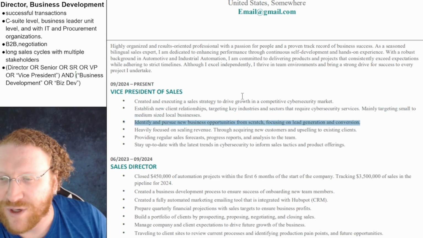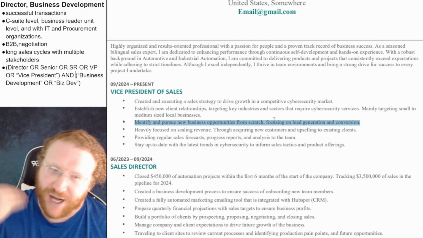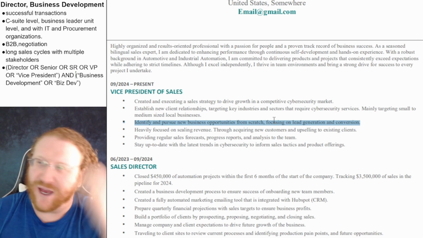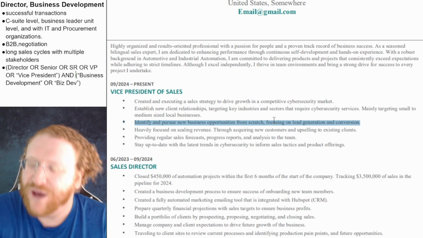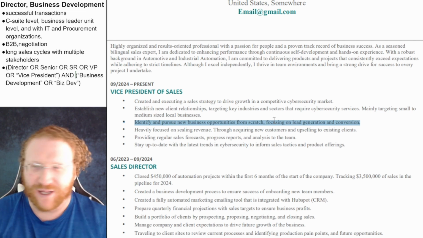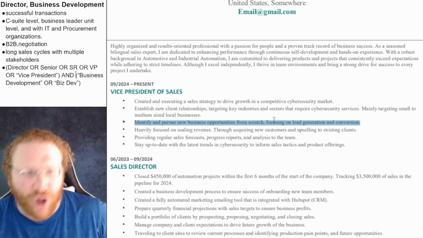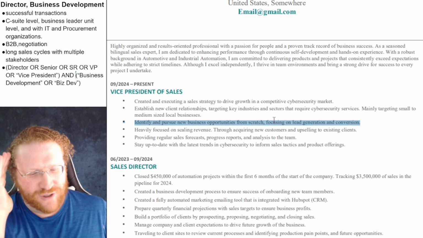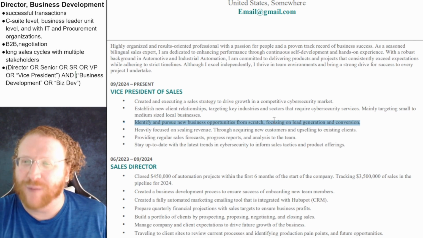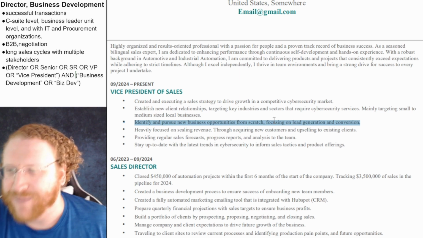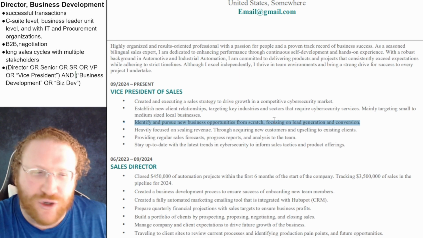Identified and pursue new business opportunities from scratch, focusing on lead generation conversions. I need to know the success stories. This is the difference between writing an IC resume and a director level resume. For IC positions, which is individual contributors, they tell you what a problem is and then you immediately fix it. For director levels, your job is to solve those problems and direct others to solve those problems and anticipate future problems and fix them. And I'm not seeing that in this resume. Again, it's not terrible. I see a little bit of how you do here, but you could do more.